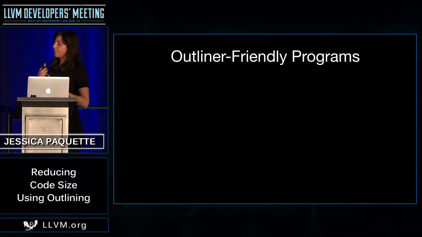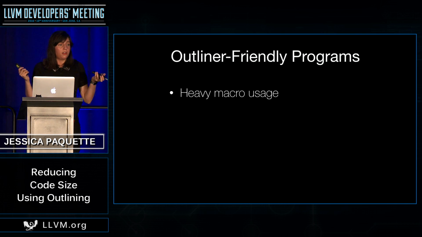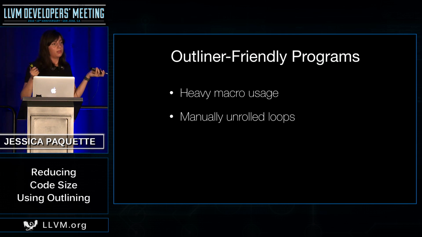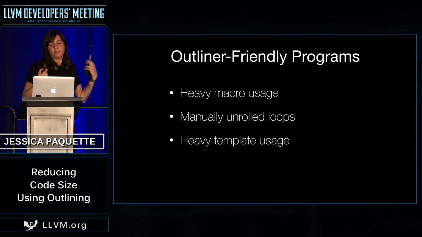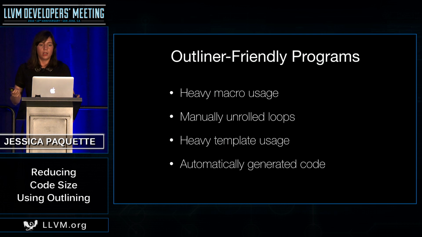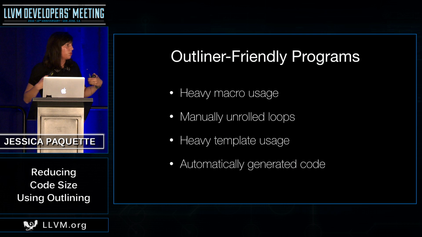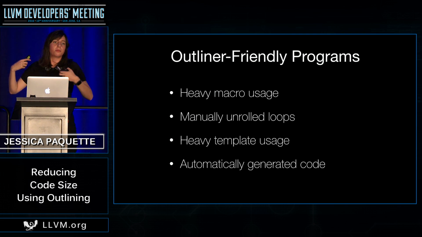So the programs that did really well tended to exhibit things like heavy macro usage. It turns out that in the test suite, there are programs that consist of solely macro expansions. There were programs that had lots of manually unrolled loops. And there were programs with, say, heavy template usage. If you have a lot of templated functions and you use them with lots of different types and those functions are long, it becomes more and more likely that you're going to have these repeated sequences, which would be worth pulling out. There was also a lot of, say, automatically generated code. If your code is being generated by some sort of algorithm and it's generating a very large program, that seems like it's a likely source of similarity.